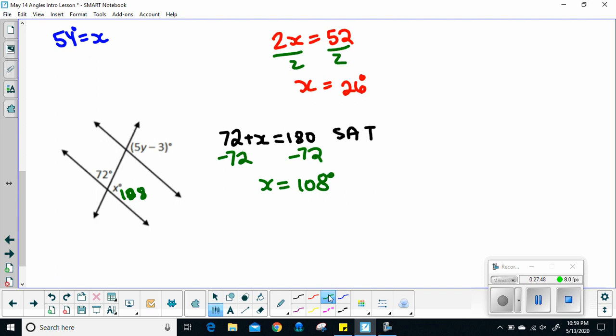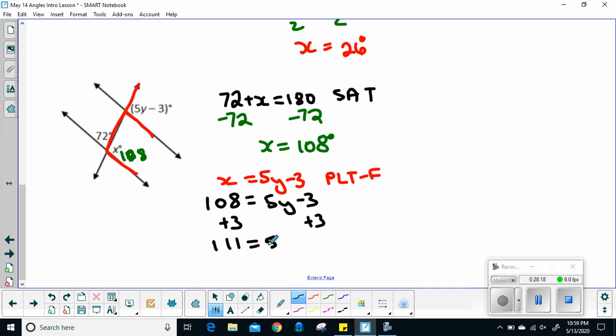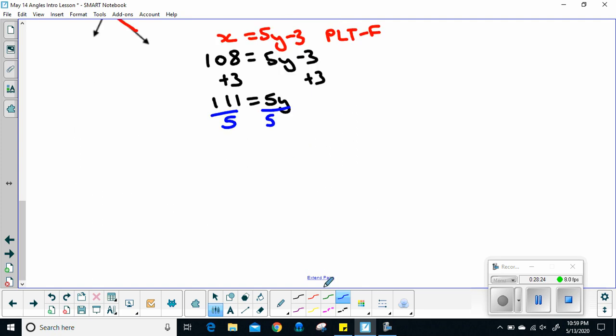Let's see, who's this one going to line up with? Well, that looks like an F pattern to me. So I can say that x equals 5y minus 3 because of parallel line theorem F pattern. So let's sub in our numbers here. So we know x is 108. 5y minus 3, plus 3 to both sides. That gets me to 111 equals 5y. Divide both sides by 5. And y equals 22.2. And that's it.